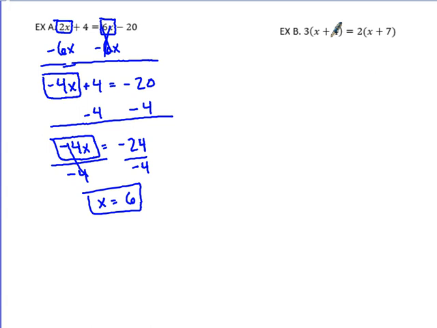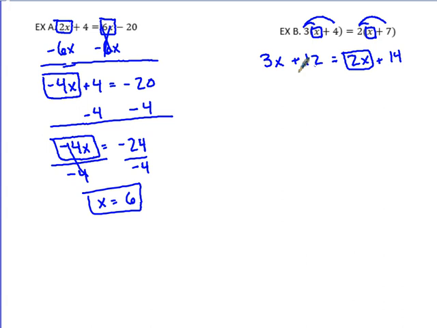Okay, in example B, now we have x's on both sides, but we also have parentheses. So if you remember from level 2, we're going to get rid of those parentheses first by using the distributive property. And now we have to do it on both sides, but it's still the same thing. So 3 times x would give me 3x. 3 times 4 would give me 12. Over here, 2 times x is 2x, and 2 times 7 is 14.